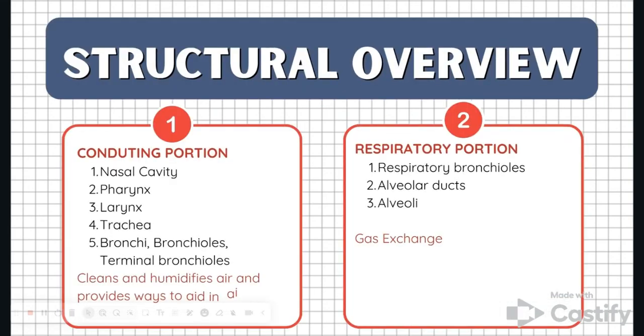Okay, so again we have two different categories, the conducting portion and the respiratory portion. Conducting is going to be the nasal cavity, pharynx, larynx, trachea, bronchi, bronchioles, and terminal bronchioles. Their function is to clean and humidify air and provide ways to aid in air movement. The respiratory portion is going to be the respiratory bronchioles, alveolar ducts, and alveoli, and this is where the gas exchange is going to take place.